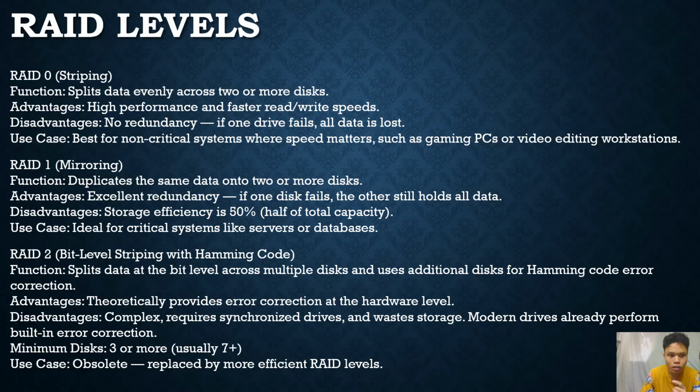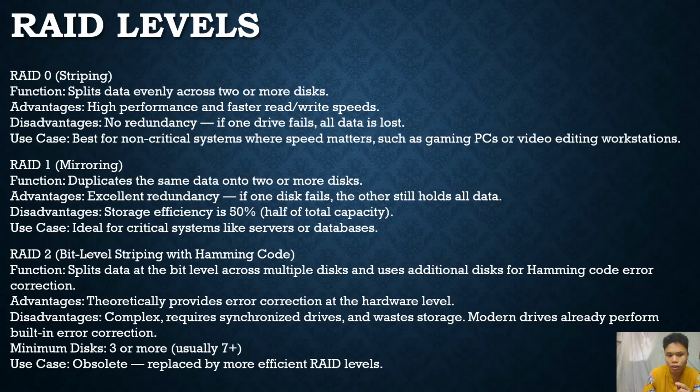Level 2 is RAID 1, called mirroring. It duplicates the same data onto two or more disks. Its advantage is excellent redundancy. If one disk fails, the other one still holds all the data. So it's like a backup in case one disk fails. Then the disadvantage is storage efficiency, which is 50%, half of the total capacity. So it's ideal for critical systems like servers or databases.